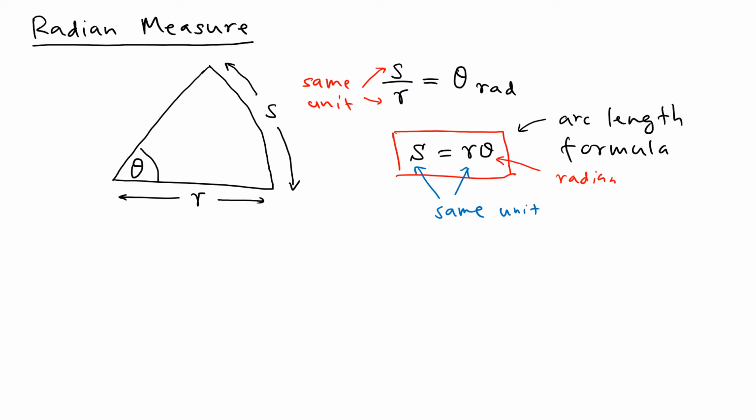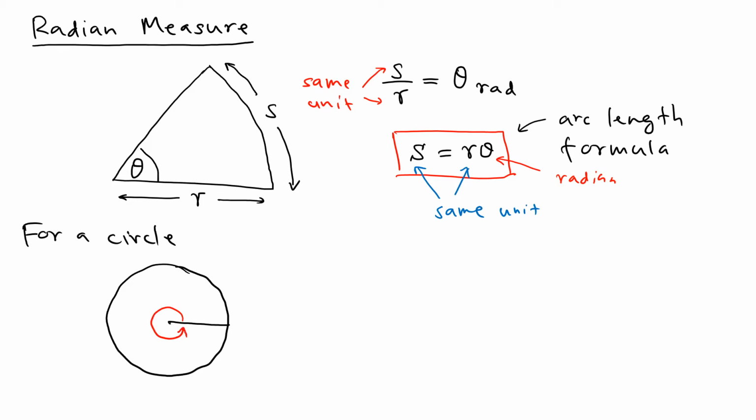Okay, so let's look at a circle. So this is a circle, and we can write this special situation. This complete angle is 360 degrees. Now we can use this formula here because we know the radius. Let's say this is radius r. So we know that S equals r theta.